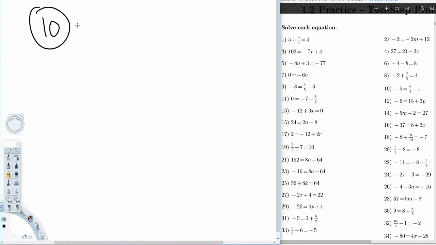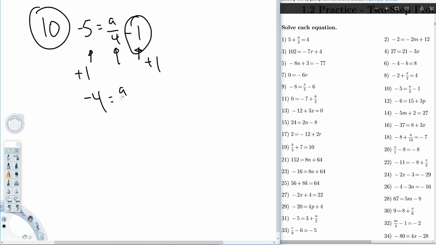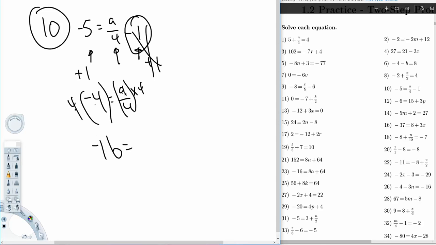Number 10. Minus 5 equals a over 4 minus 1. We know this. We know this. We don't know this. So we want to get rid of this. We'll add 1, right? If we're subtracting 1 here, if we add 1, it comes out to 0. And here we'll add 1. So minus 5 plus 1 equals minus 4 equals a over 4. This cancels out. All right, so anything that we have divided by 4, we want to multiply by 4, both sides, in order to get an a. So 4 times negative 4 equals minus 16 equals a times 4 divided by 4 equals a equals negative 16.